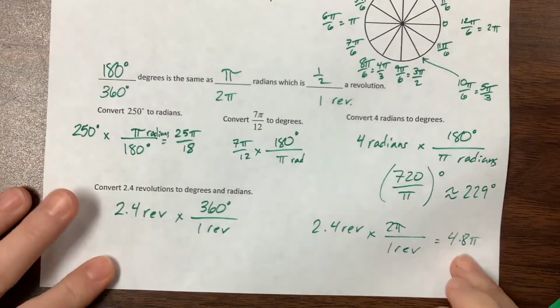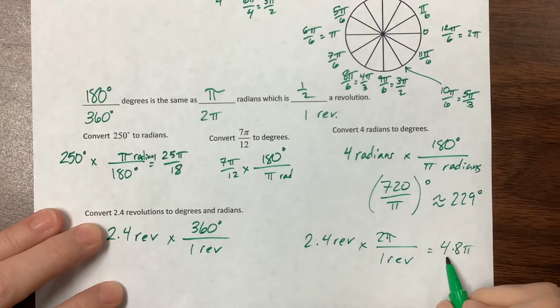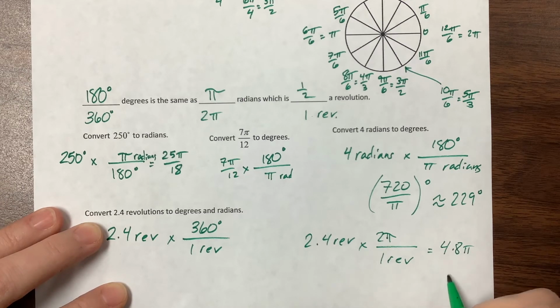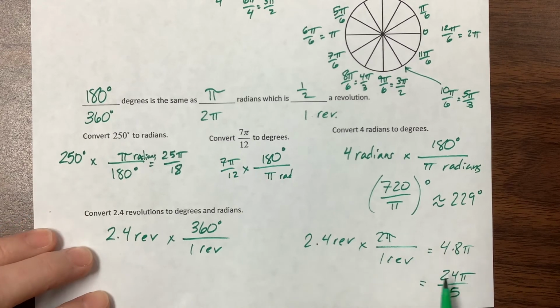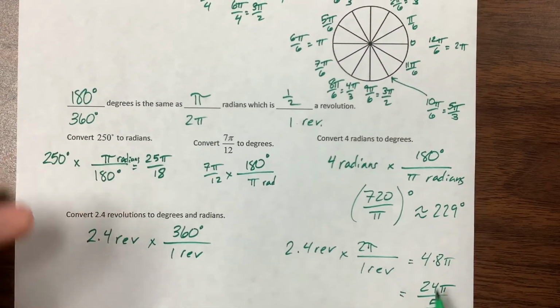Typically, though, we don't mix decimals with pi. We would have said that this is 4/5, so 24 pi over 5 would probably be what we're more likely to see, but it's not the end of the world if you say that.